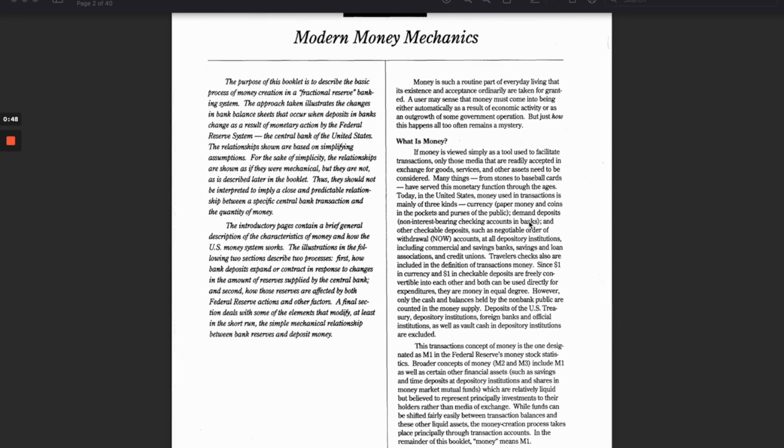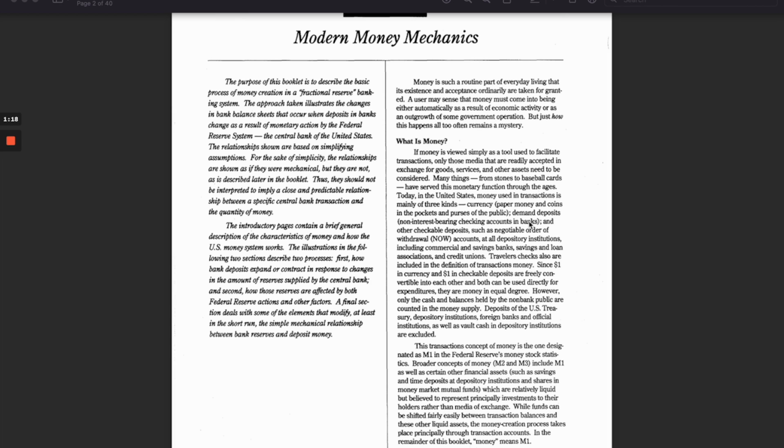The purpose of this booklet is to describe the basic process of money creation in a fractional reserve banking system. The approach taken illustrates the changes in bank balance sheets that occur when deposits in banks change as a result of monetary action by the Federal Reserve System, the Central Bank of the United States. The relationships shown are based on simplifying assumptions. For the sake of simplicity, the relationships are shown as if they were mechanical, but they are not, as is described later in the booklet.